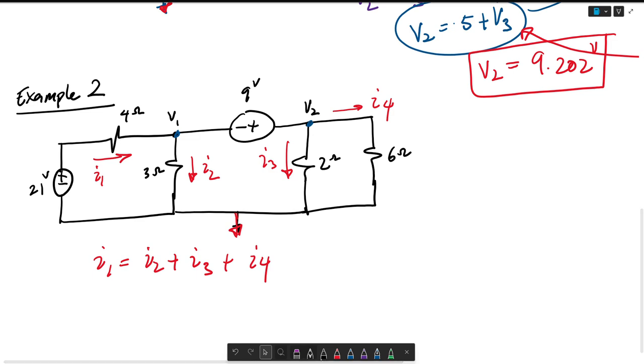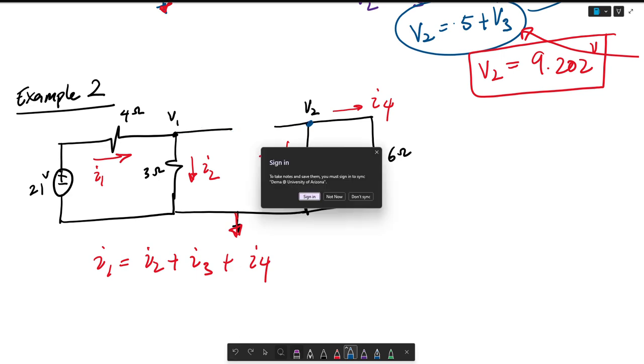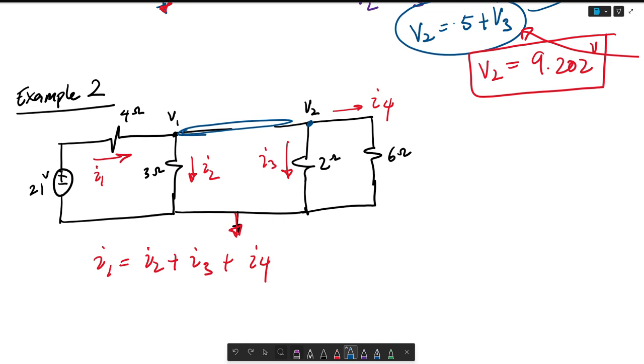Again, I might have skipped a step here, but just to be completely transparent, imagine now that this is a node, a supernode on its own. So essentially, as this is a supernode on its own, the currents coming in are the currents leaving to go to ground. All right.